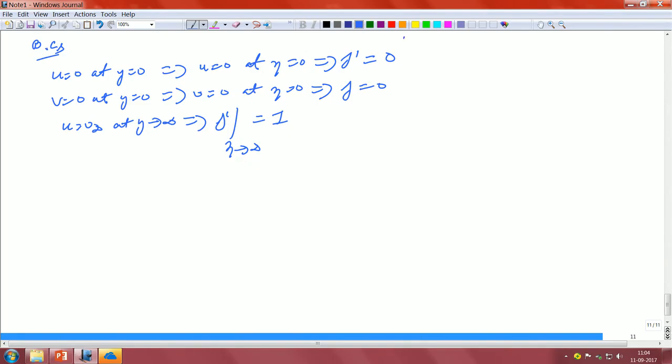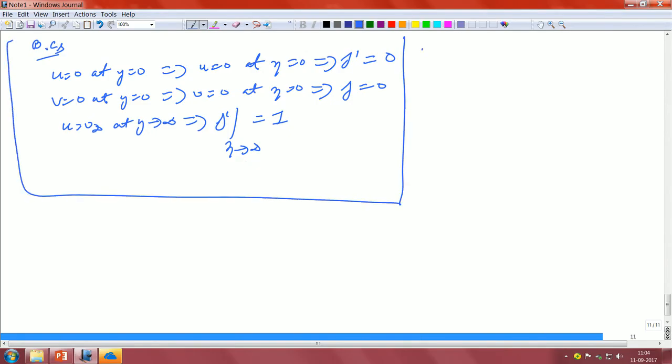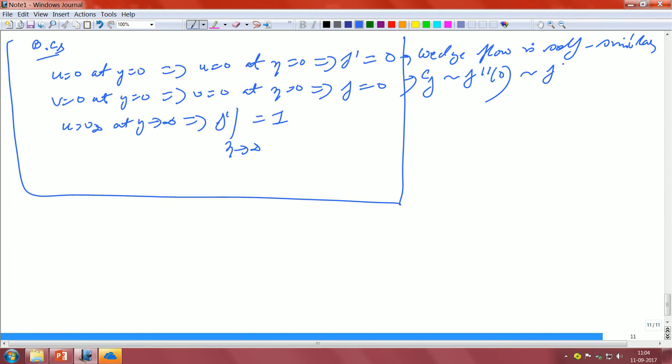Therefore, we can readily see from the estimates that wedge flow is self similar, and Cf is given by f double prime 0, which is a function of beta that we saw. As beta comes down, Cf also comes down. Cf is equal to 0 when beta is equal to minus 0.198. Cf goes up when beta goes up.